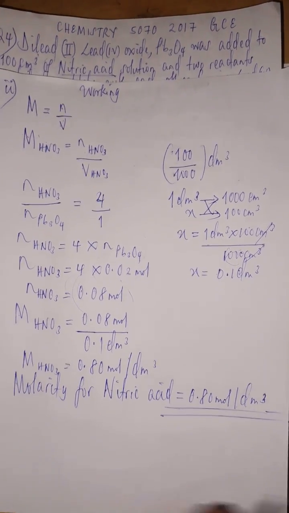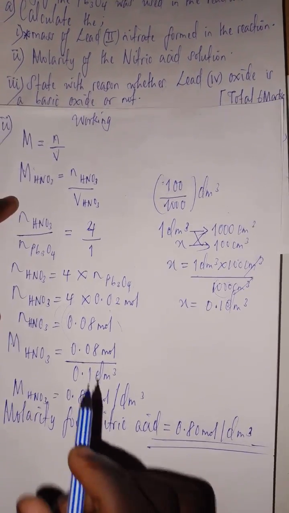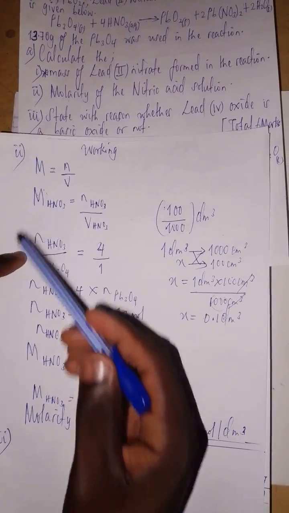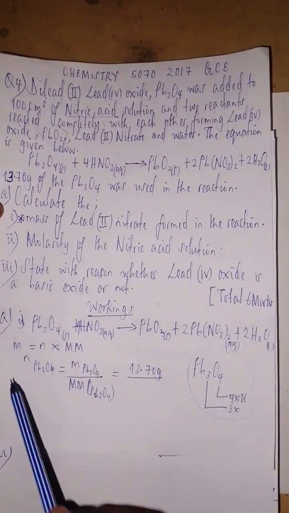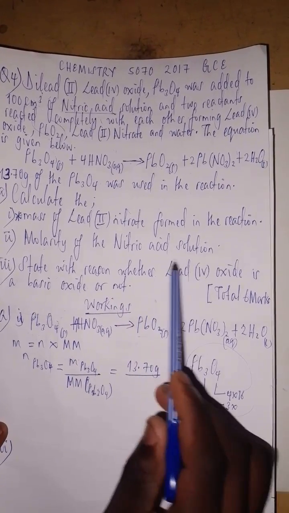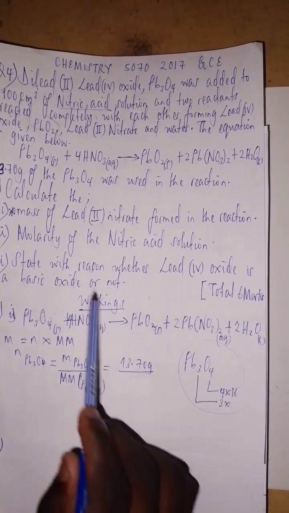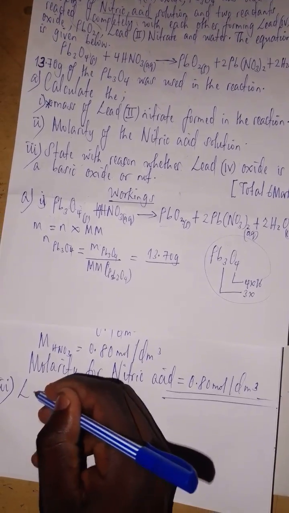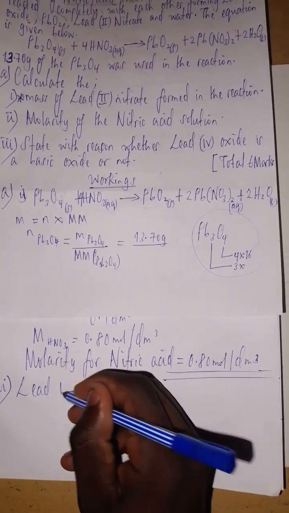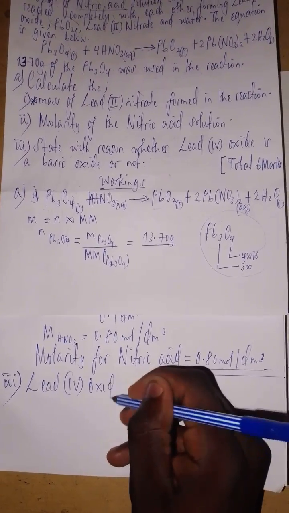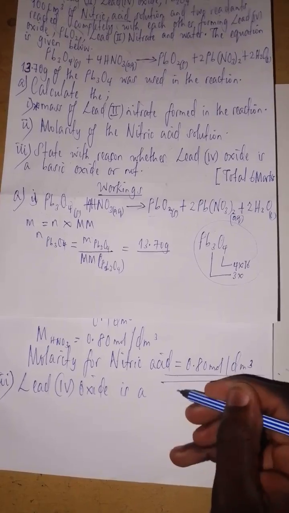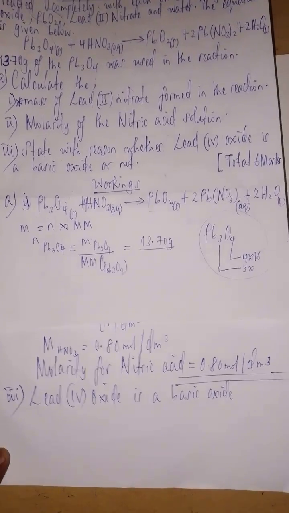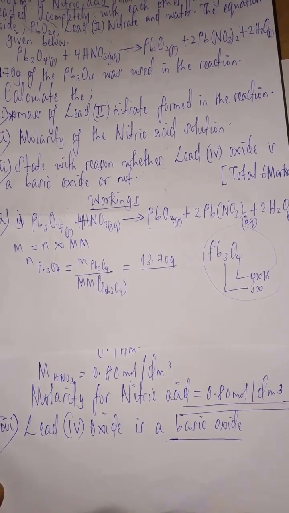Now let me find the last part of the question. They are saying, this is part 3. State. So the last part of the question was this one, which was state with reason whether lead 4 oxide is a basic oxide or not. Okay, so lead 4 oxide is simply a basic oxide. Lead 4 oxide is a basic oxide.